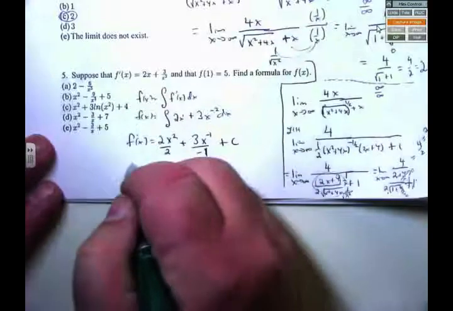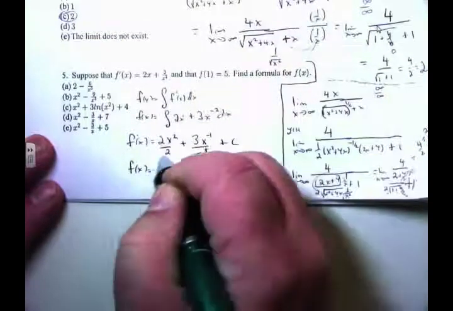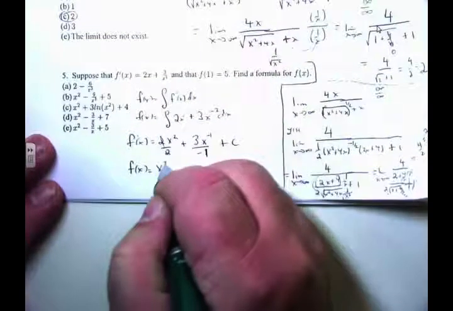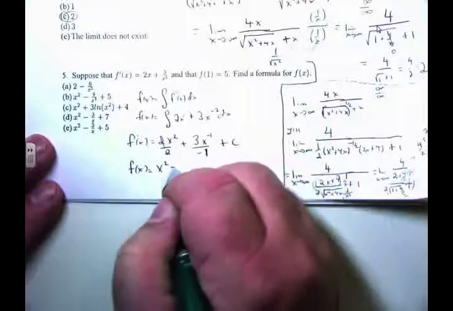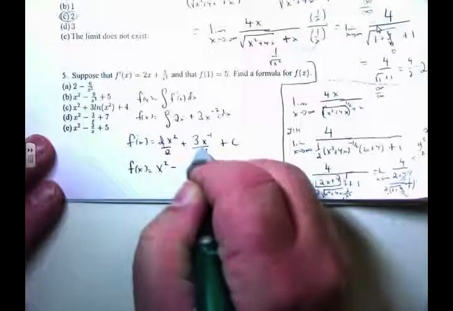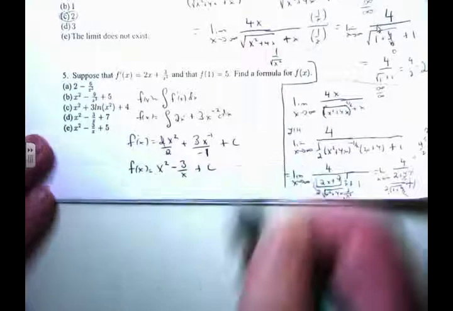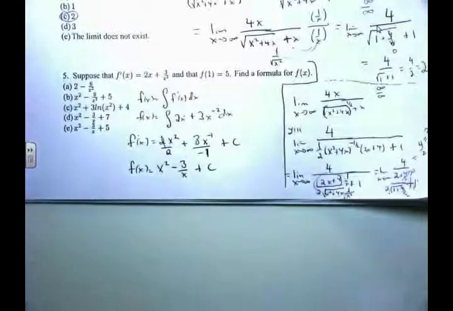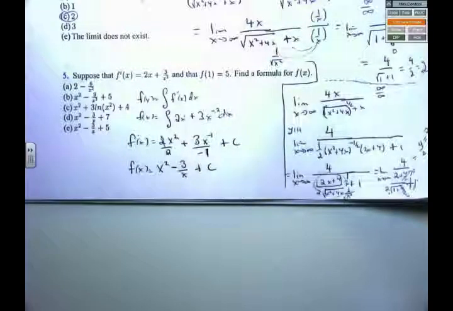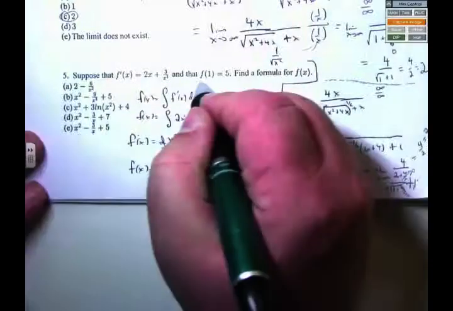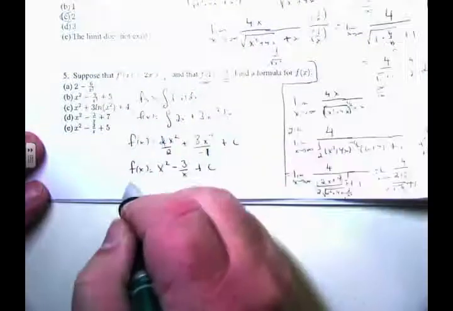Okay? So, clean them up. f of x is equal to, this cancels, x squared. Clean this up. This is negative 3. 3 divided by negative 1 is negative 3. x to the negative 1 is x on the bottom, plus c. So there's my answer, but I also have to figure out what plus c is. What information are we given to help us out with plus c? What we call the initial condition. f of 1 equals 5.